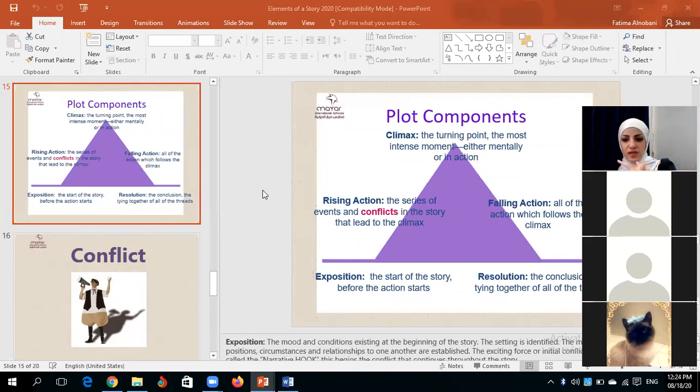So we have character versus character, when there are protagonist and antagonist fighting together. We have character versus nature, when we have storms, hurricanes, volcanoes, tornadoes, whatever. Then we have character versus society, when there is a protagonist and the entire society is against him or her. And we have character versus self, when we have an inner conflict where the character itself can be the protagonist and antagonist. It's conflicted within itself.